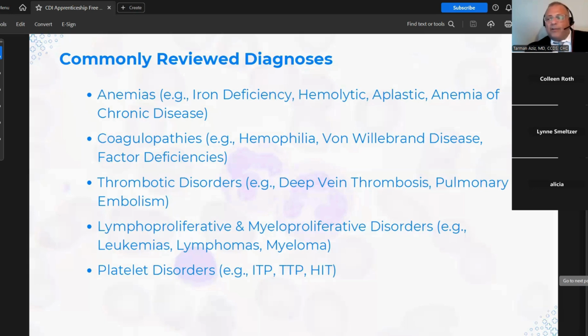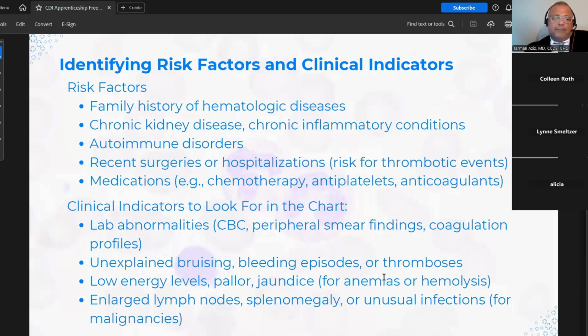Again, providers tend to document in their assessments only part of the story. They may either leave out certain diagnoses in their assessments and plans, or they use other terms which they think might be equivalent terms, but are in fact not equivalent to the disease of interest.